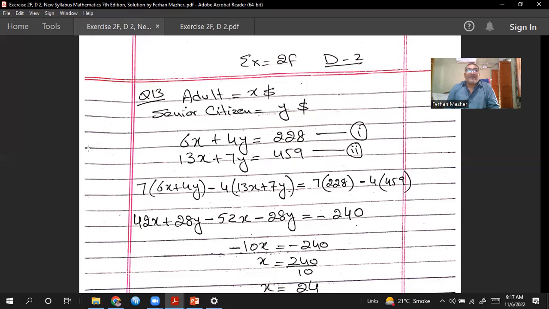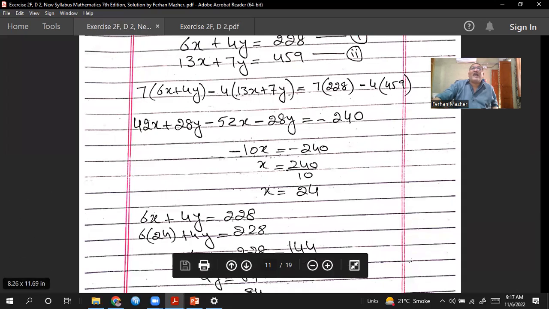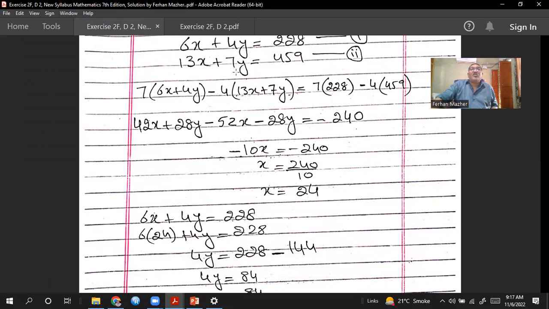So 7(6x + 4y) minus 4(13x + 7y) equals 7 into 228 minus 4 into 459. So you will have 42x plus 28y minus 52x minus 28y equals minus 240. So 28y minus 28y, they will be cancelled. So you have minus 10x equals minus 240. Minus cancelled, so x equals 240 divided by 10. So x will be equal to 24.